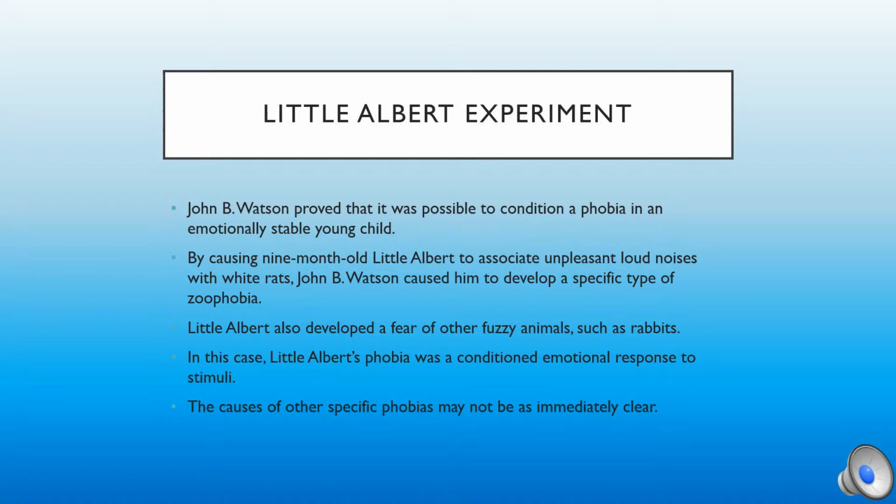In the Little Albert experiment, behaviorist psychologist John B. Watson proved that it was possible to condition a phobia in an emotionally stable young child. By causing 9-month-old little Albert to associate unpleasant loud noises with white rats, John B. Watson caused him to develop a specific type of zoophobia. Little Albert also developed a fear of other fuzzy animals, such as rabbits. In this case, little Albert's phobia was a conditioned emotional response to stimuli. The causes of other specific phobias may not be as immediately clear.